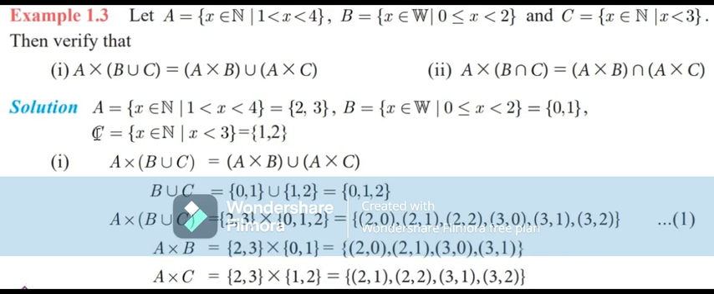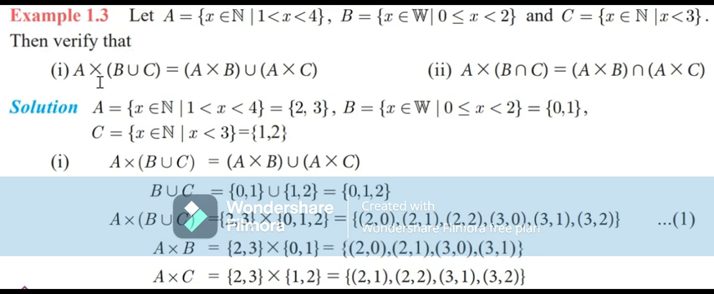Okay, so before this, as I said, we have found A's elements as 2, 3, B's elements as 0, 1, and C's elements as 1, 2. Okay, so now we found out A, B, C elements. So this is given. Okay, given A is equal to 2, 3, B is equal to 0, 1, and C is equal to 1, 2. So this is given. So from this, we have to find out. We have to verify that.